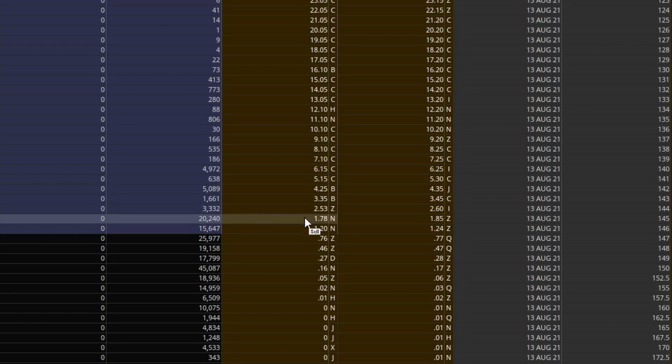So see, the spread is all very, very thin. It's just 1 cent, 1 cent, 1 cent. That happens because it's very, very liquid. There's a lot of liquidity going on.